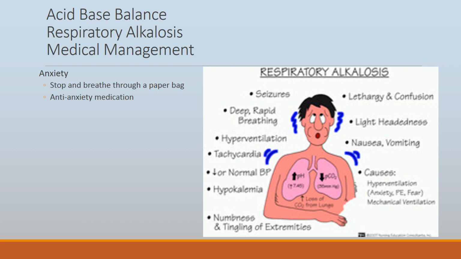Okay, so that's important. When you're looking at respiratory alkalosis, you're going to see an anxious patient. So what are you going to do? You're going to have them stop and breathe through a paper bag because you want them to rebreathe that CO2, right? You're going to have them calm down. You'll give them anti-anxiety medications, like Xanax, to calm them down. If it's a patient on a ventilator, you'll slow down the rate on the ventilator.